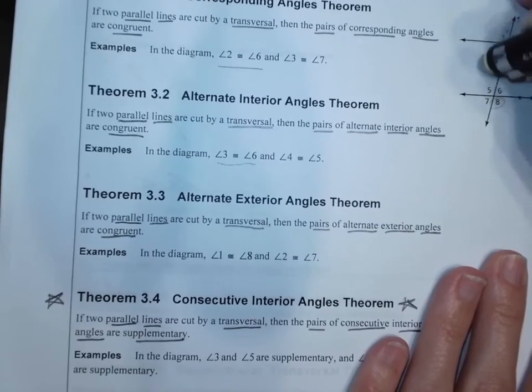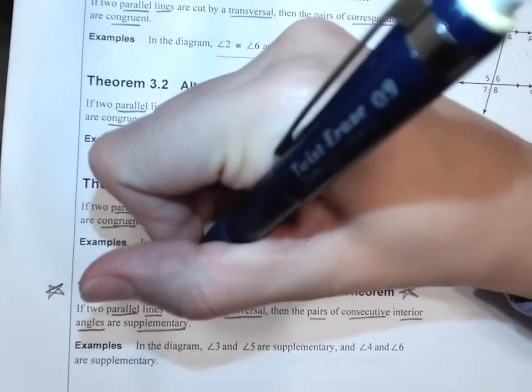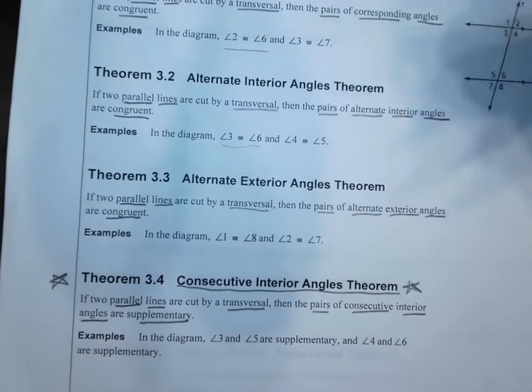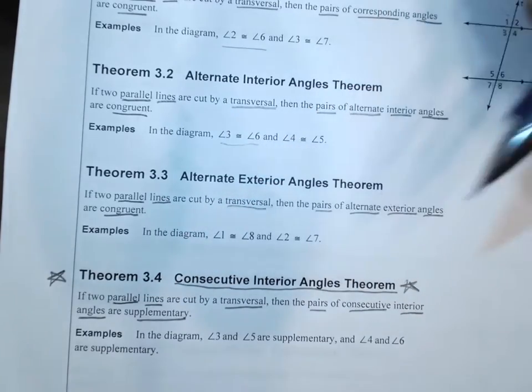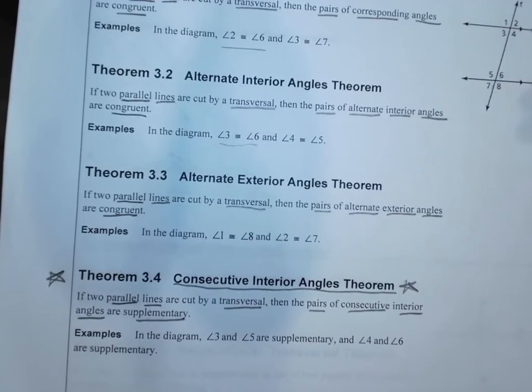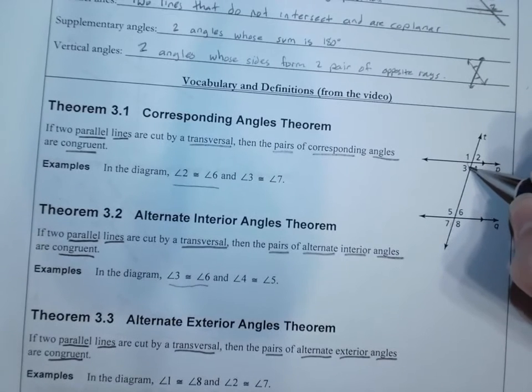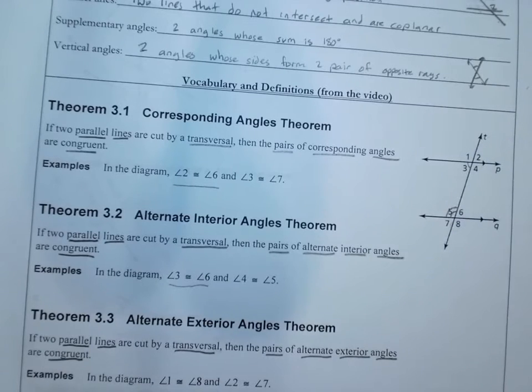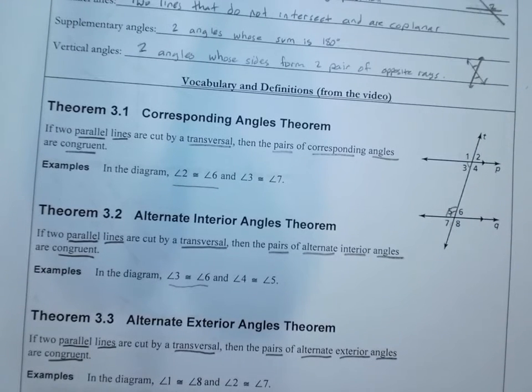The last one I put two stars next to, and I would encourage you to underline, highlight, or star it to remind yourself that this one is different, because all of these look very similar. Reading this one, it says if two parallel lines are cut by a transversal, and it's really easy to just say then the pairs of consecutive interior angles are congruent, and that is not correct. If we look, angle 3 here is an acute angle and angle 5 here is an obtuse angle. So it doesn't make sense to say that consecutive interior angles are congruent to each other, because an obtuse angle cannot be congruent with an acute angle.